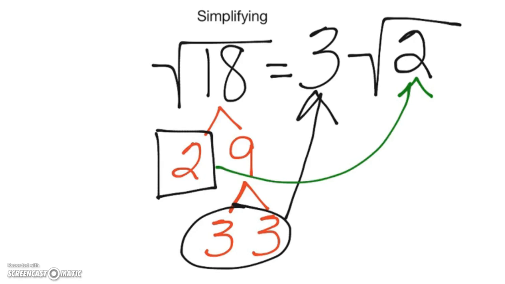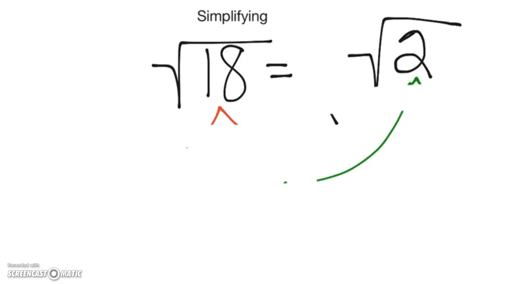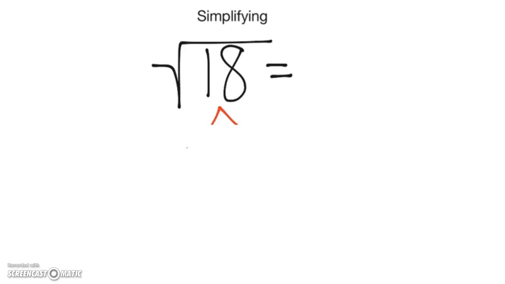Keep in mind, if you had chosen different numbers for your factor tree, you would get the same thing. So I'm going to show you that really quickly. Just a moment to clean this up. So if, for instance, instead of choosing 2 and 9, you had gone with 6 and 3. Okay, so that's still a valid factor tree for 18.